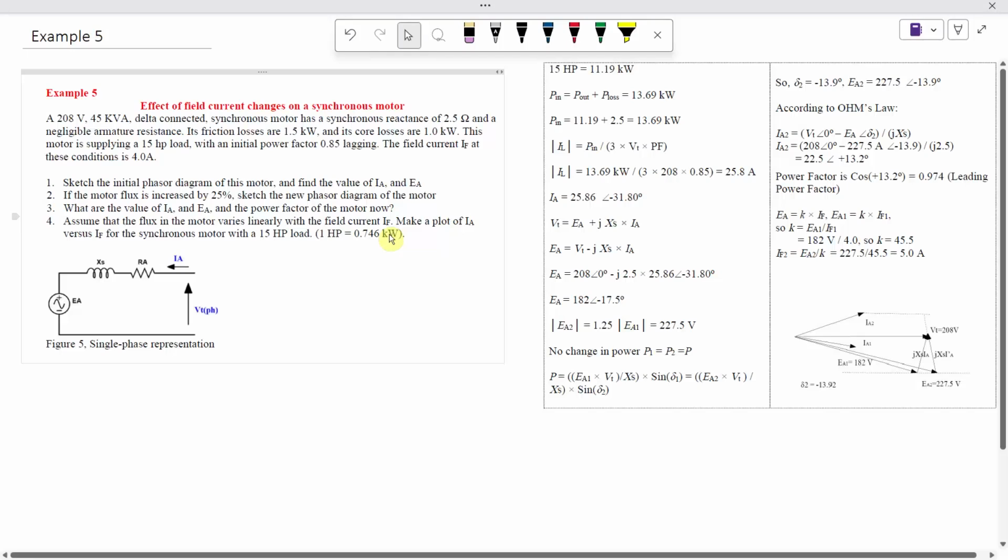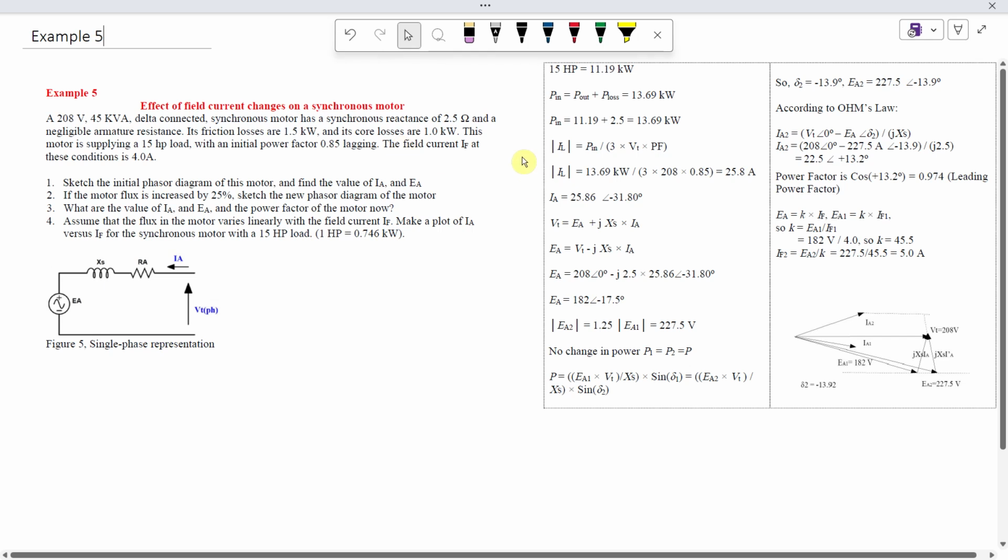Let's look at question 5. Again, it is a delta connection. The synchronous motor has this reactance, no resistance, no loss, and the motor is supplying a 15 horsepower load to the shaft. That's the P output, with the initial power factor lagging and the field current a certain amount.